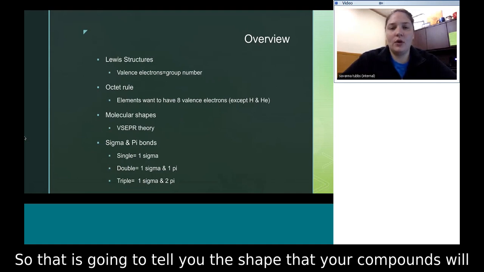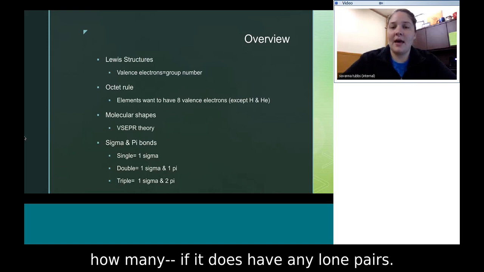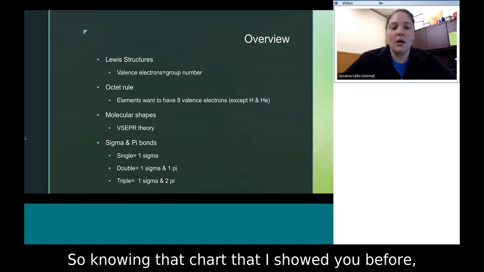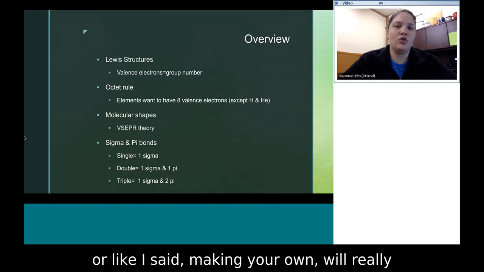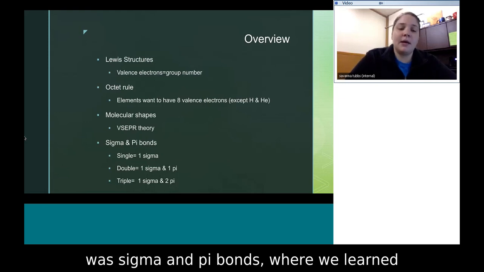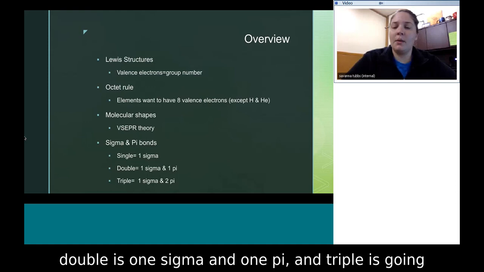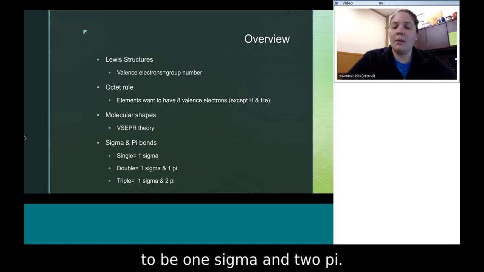We then covered the molecular shapes, which we covered the VSEPR theory. So that is going to tell you the shape that your compound will take based off of how many electron groups it has, and if it does have any lone pairs. So knowing that chart that I showed you before, or like I said, making your own, will really help you understand the material, and it really just takes a lot of practice. And then the final thing we covered was sigma and pi bonds, where we learned that a single bond corresponds with 1 sigma, double is 1 sigma, 1 pi, and triple is going to be 1 sigma and 2 pi.